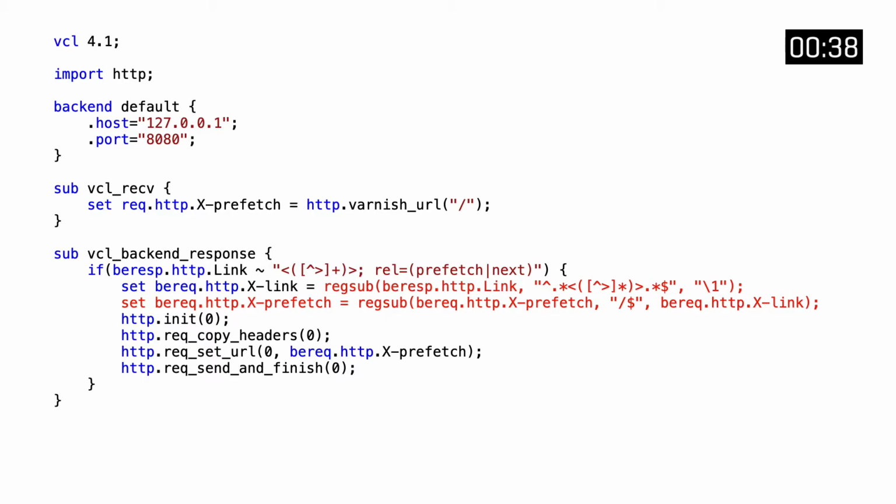Now that we have a URL, we can perform an HTTP call. So we need to initialize the HTTP client, copy in the request headers and inject the URL. And through send and finish, we perform a fire and forget request that asynchronously sends an internal sub request to the origin without blocking this transaction.